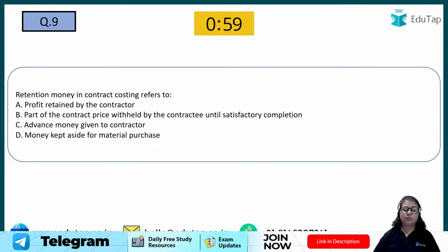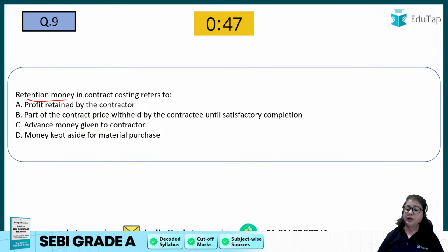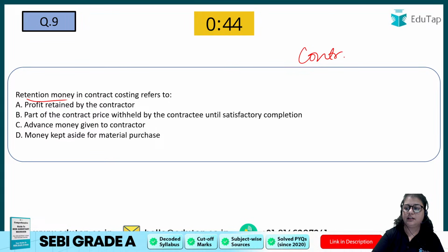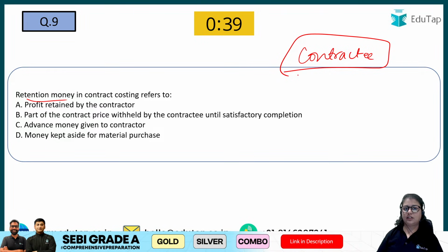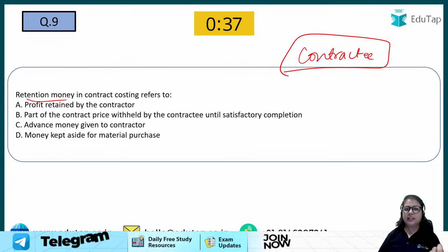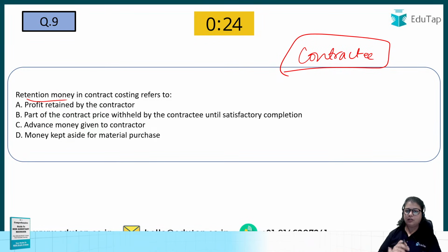Right. So next question in contract costing is a very important aspect here, retention money. What is retention money? Now, as I told you, the contractor is working, and there is one contractee also. Who is the contractee for whom the work is being done? Okay, the contractor is designing a room. For whom is he designing? For the contractee. Now whenever part of the work is done, the contractee pays some amount to the contractor, right? Some of the amount will be paid to the contractor.